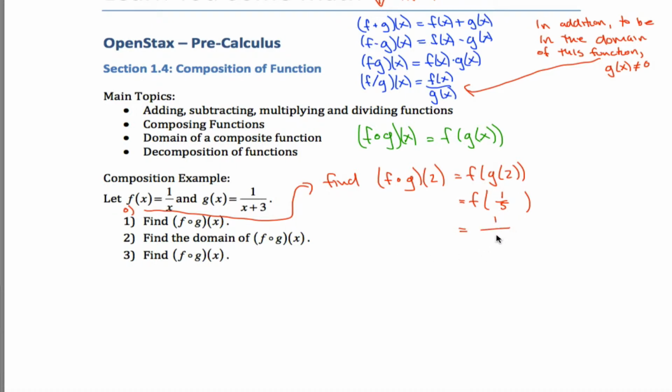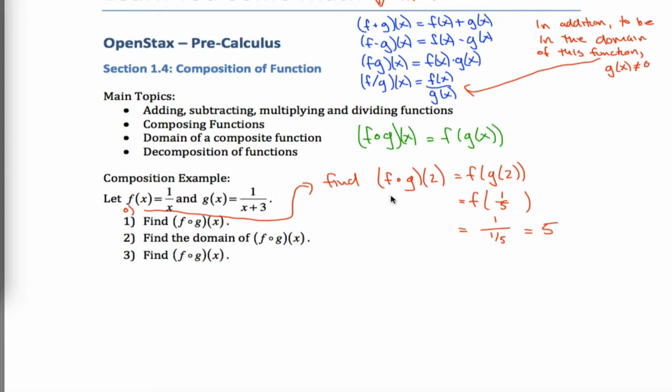So this would be 1 over 1/5, which is just 5. So f of g of 2 is equal to 5. That's one way you can solve this question. There's another way you can solve this question. Probably a more clever way, a more useful and a more powerful way to solve this question. And it corresponds with number 1 here.